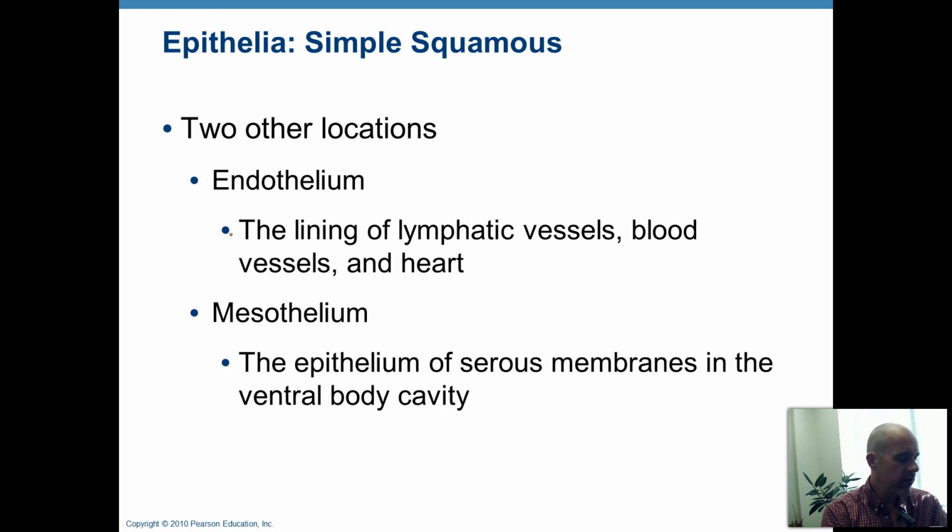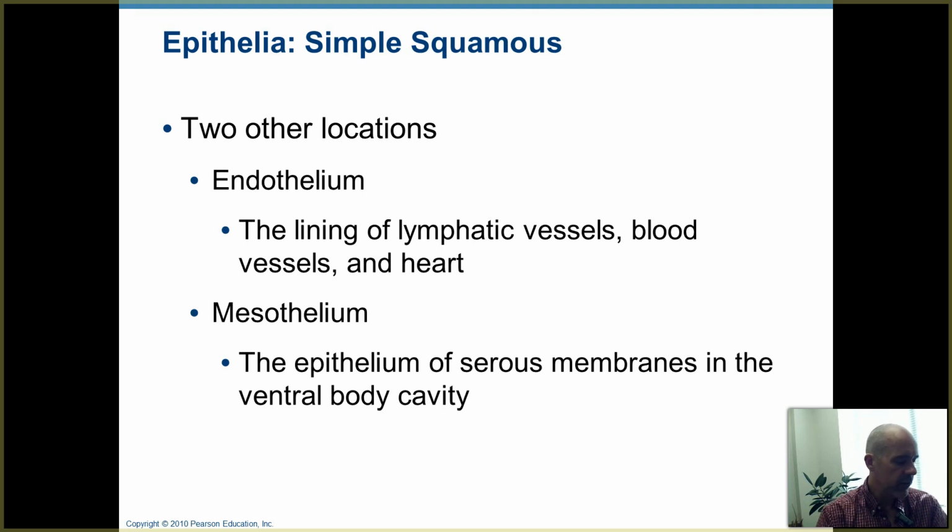All right, a couple of other locations where you would find these simple squamous tissues. What I was just talking about, the inside lining of blood vessels, that innermost lining is a simple squamous epithelial tissue. Actually, the lining of the chambers of the heart is simple squamous epithelial tissue. And if you remember your lymphatic vessels, we talked a little bit about the lymphatic system back in chapter 1, those are also lined with simple squamous epithelial tissues. Very thin, very delicate.